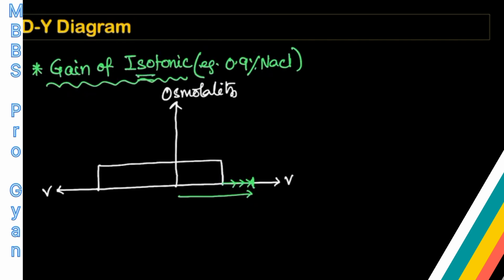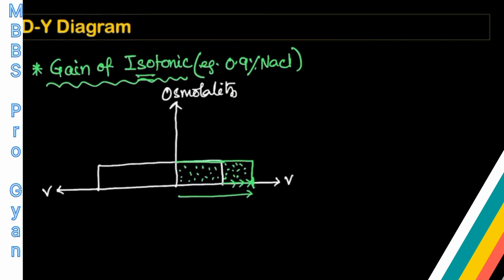This is isotonic. The osmolality is the same as the ECF osmolality. So what will happen? The new box will look like this: without any change in osmolality, there is only expansion of the extracellular fluid volume. But because there is no change in osmolality of the ECF, there will be no change in ICF volume in these cases. Getting my point?